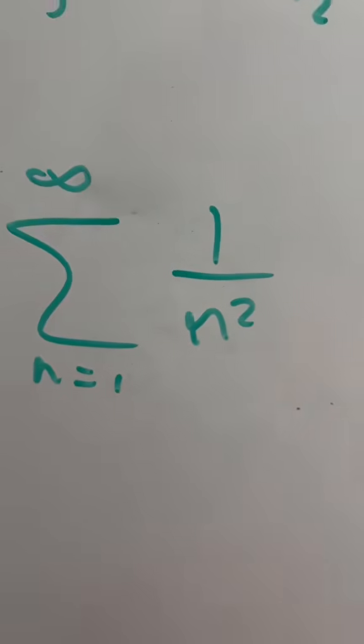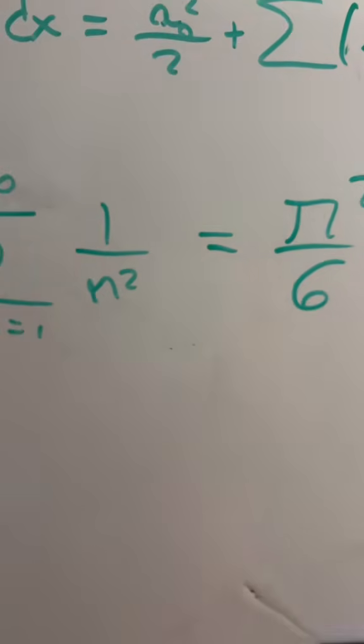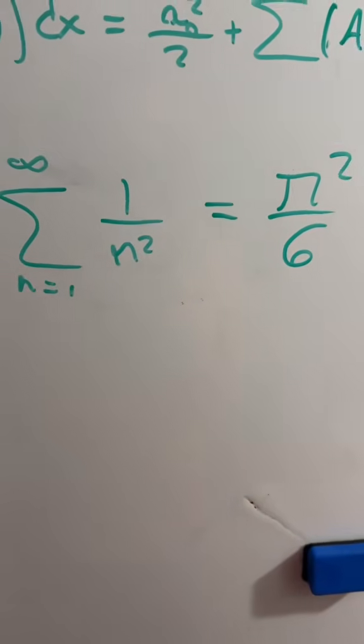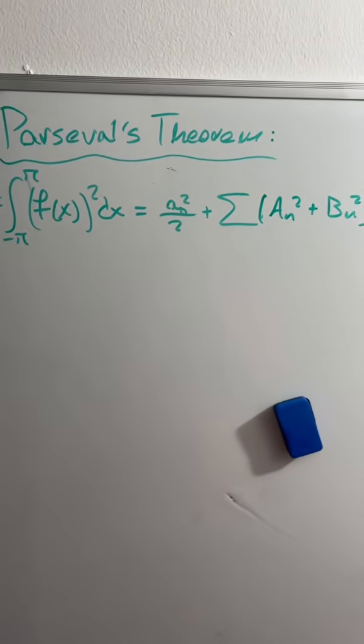Once I showed you how to solve this sum, it actually goes to pi squared over 6. But what's really cool about it is there's a much easier way to solve it than the way that Euler did. Above is Parseval's theorem, which is actually a consequence of the Fourier series.